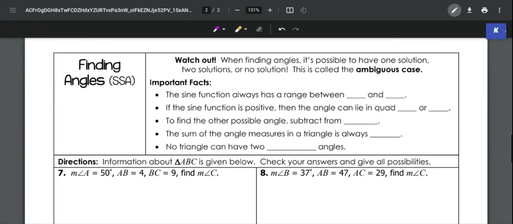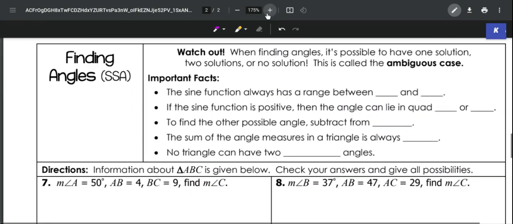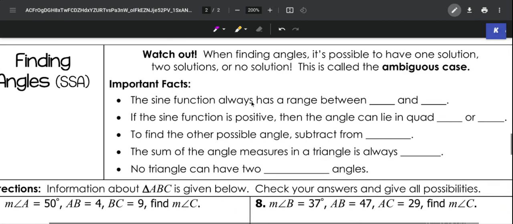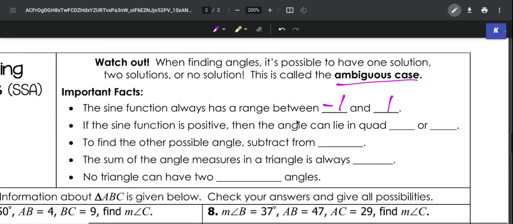But hopefully the way I explain it won't be too bad. So what we have to watch out for here is ambiguous cases. There are going to be some cases here that won't work. I'll show you how to deal with it. If you just know this process, you should be okay. So the sine function always has a range between -1 and 1. If the sine function is positive, then the angle can lie in quadrant 1 or 2.